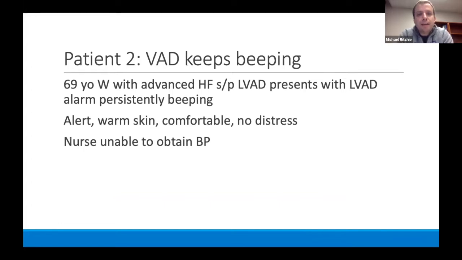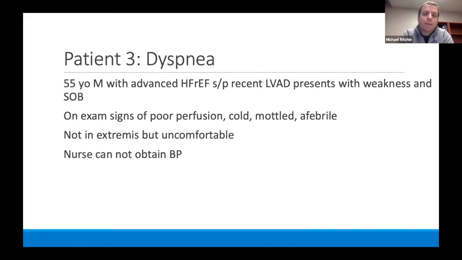Patient 2 comes in, they have a history of a VAD, and they are coming in because their VAD just keeps beeping persistently, but they look alert, comfortable, no distress, can't get a blood pressure. Patient 3 comes in with a VAD and they're weak, dyspneic, they don't look great. They're not actively dying sick, but they just look like they're not perfusing like they should. And again, you can't get a blood pressure.